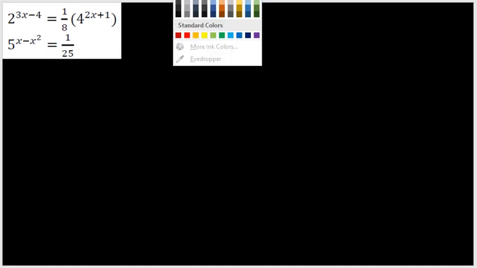Okay, our next equation will be exponential equation. First one, 2 the power of 3x minus 4 is equal to 1 over 8 times 4 the power of 2x plus 1. First of all, let us try to recall some exponential rule.